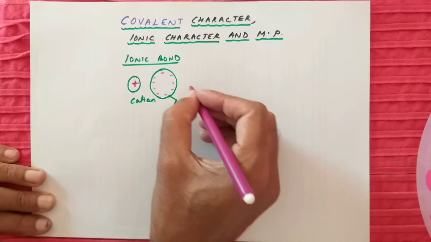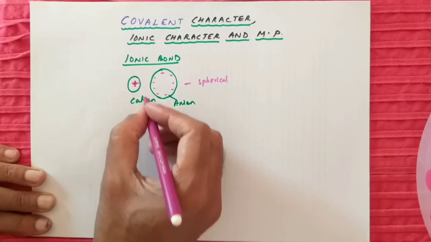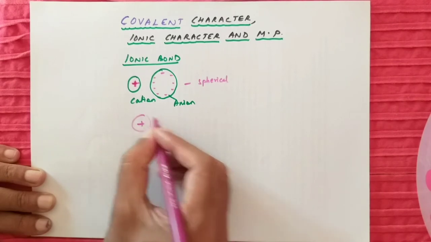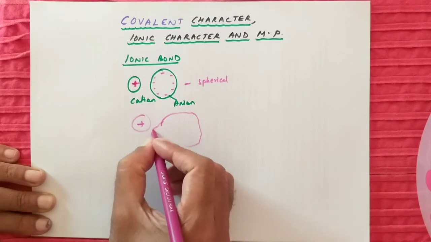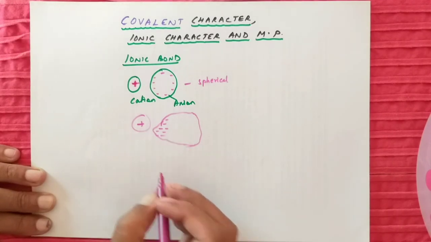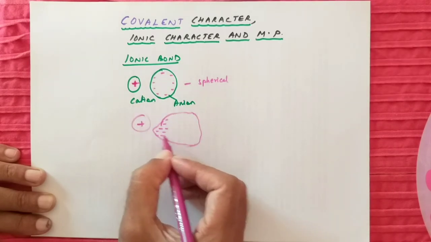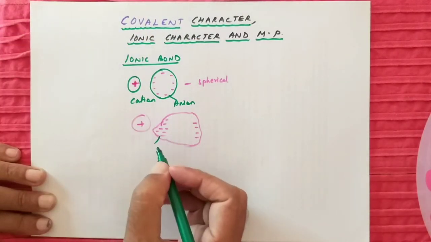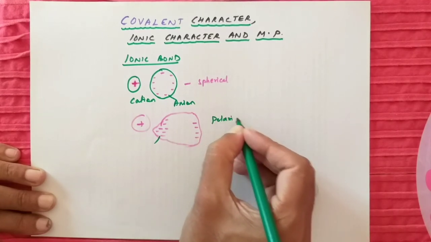Initially this anion will be spherical in shape. Once this cation starts pulling the electrons from the anion, the electrons will come towards one side and the spherical shape will change. The electrons will come to one corner. Here it was evenly distributed, but now the maximum electrons will come to one side and only a few electrons will remain on the other. So on one side we have a lot of electrons, and here a few electrons. This we call polarization.